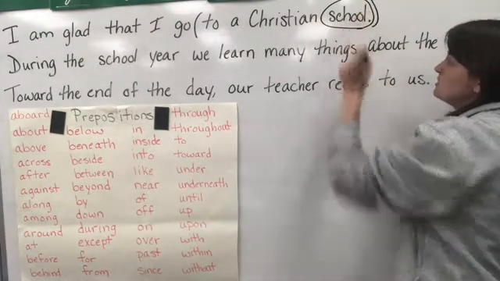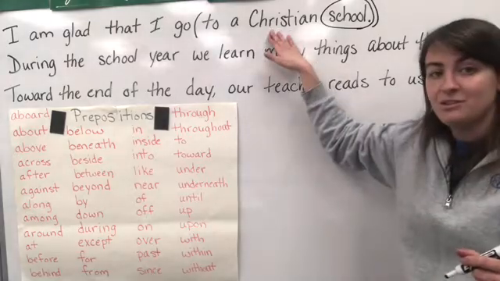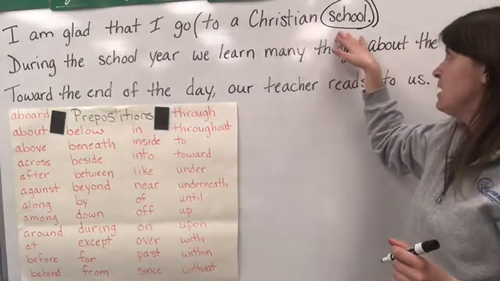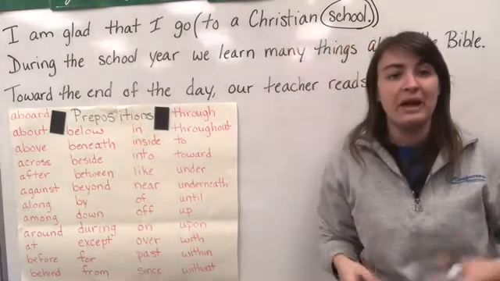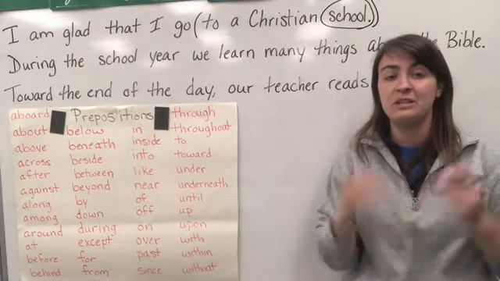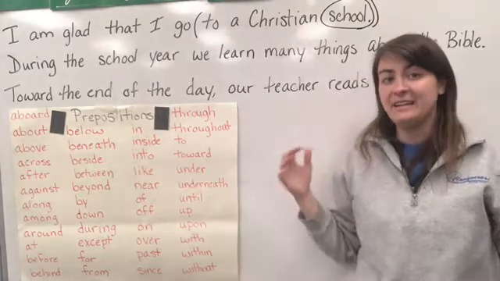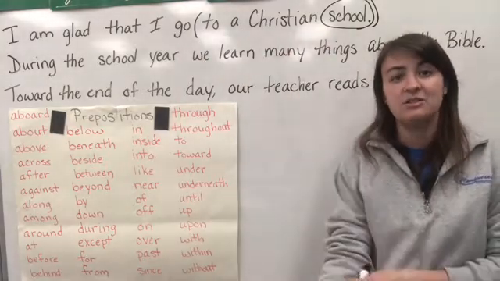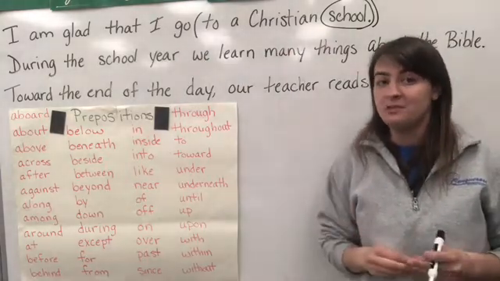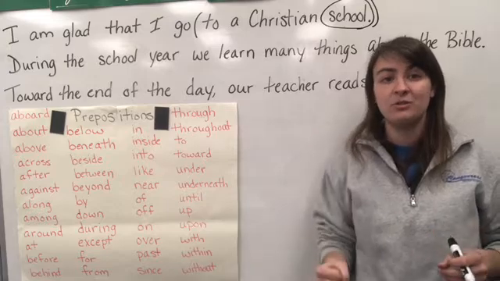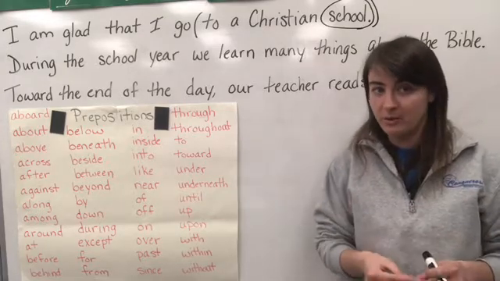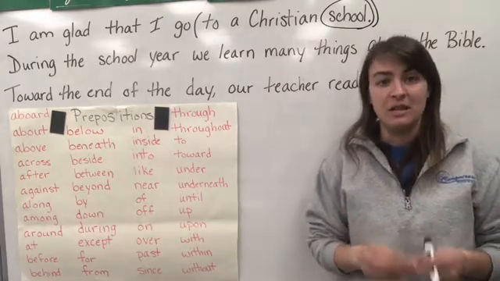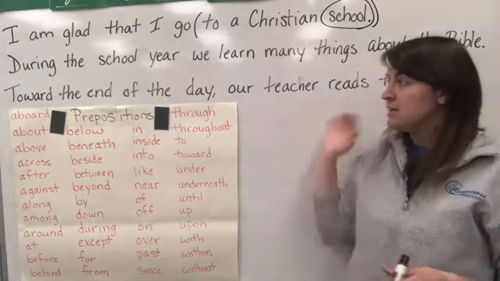Now, I don't want to circle the word Christian because that's an adjective describing what kind of school. We just want to circle the word school, that noun that says that our prepositional phrase is ending, and it is the noun that's relating to the rest of this sentence. So we'd circle school. This is very important that we end our prepositional phrase with a noun or pronoun that relates to the rest of the sentence in some way. All right, let's look at the second one.